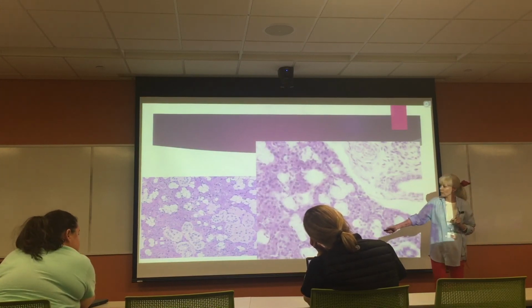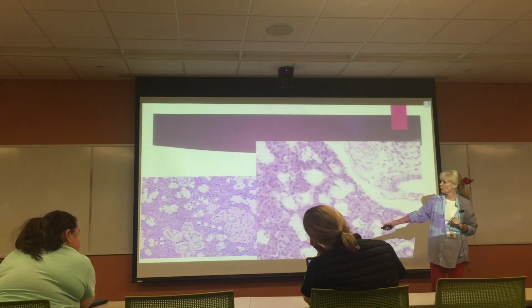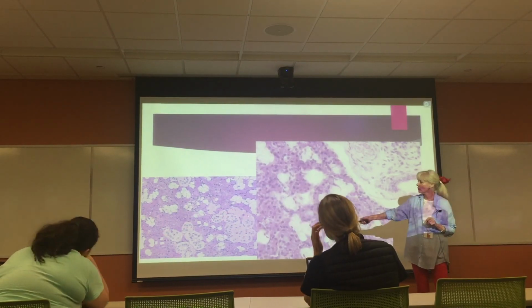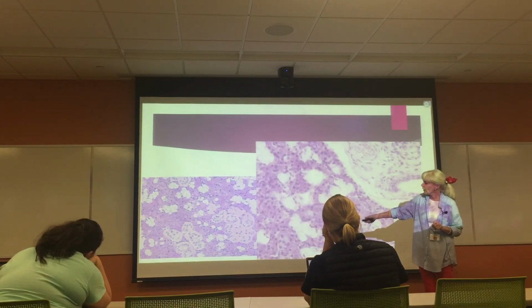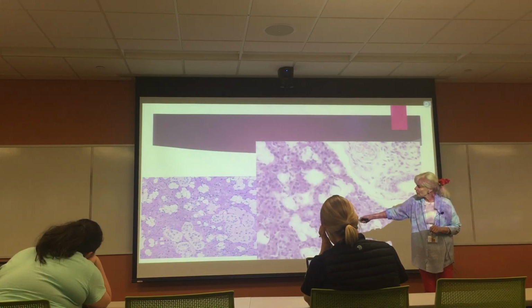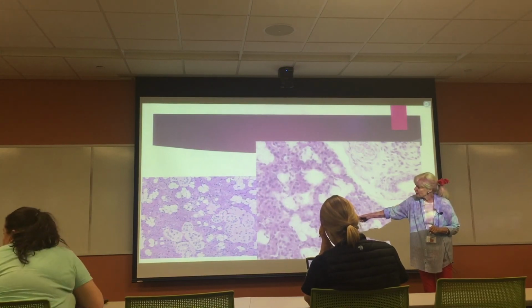Okay? So what are these? In general, these are just ducts. Probably mostly striated. This one might be the beginning of an intercalated duct?